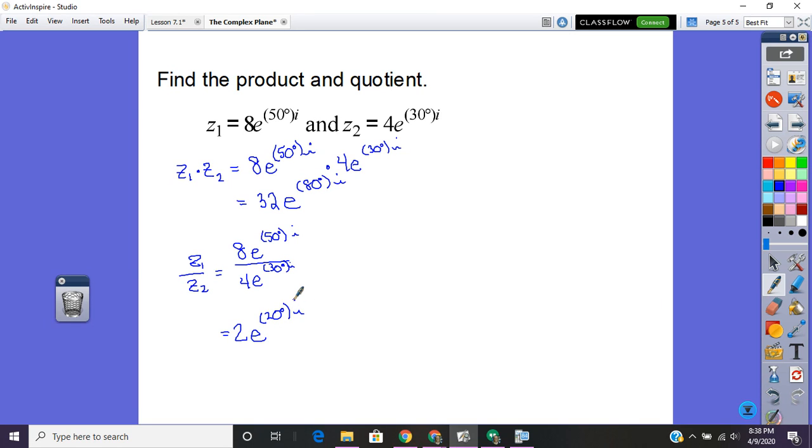It is okay to have negatives in our exponents right now. If you end up with like pi over 2 and pi over 6, leave them in terms of pi. It doesn't matter. But that's product and quotient. You're going to leave them in polar form. And that is probably the easiest problems that you will encounter on this homework. So that is everything dealing with the complex plane.